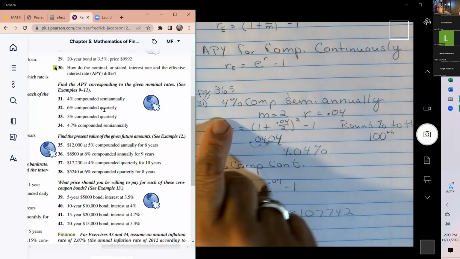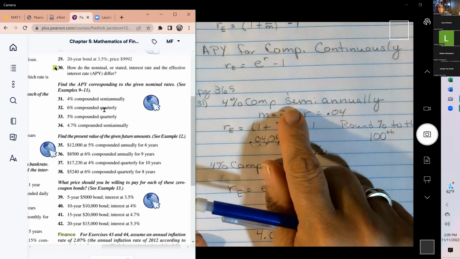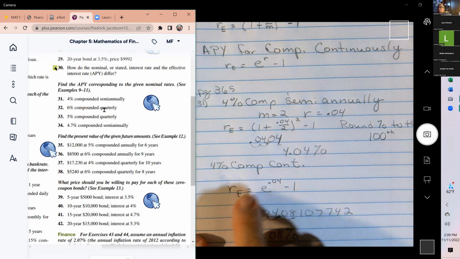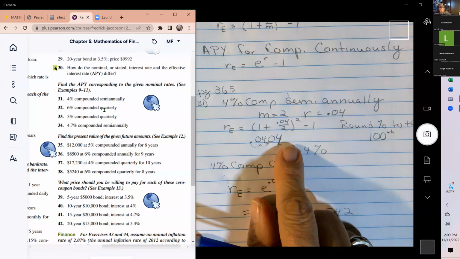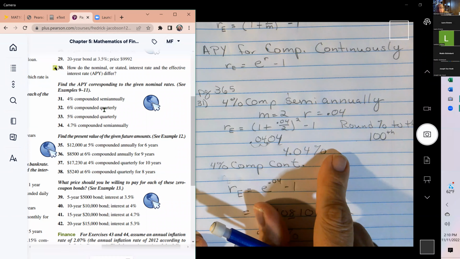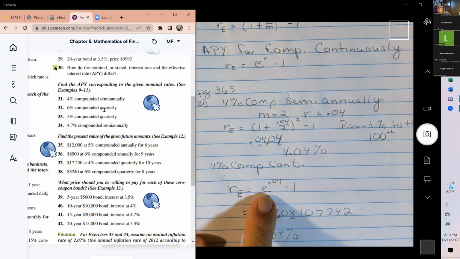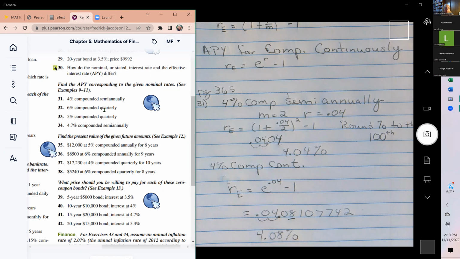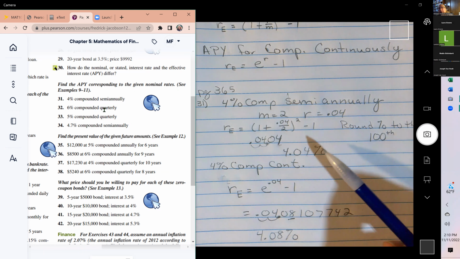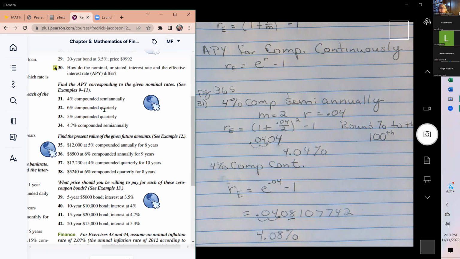So if you have a 4% interest rate compounded semi-annually, you're making approximately 4.04% per year. If it's compounded continuously, you're making a little more, 4.08% per year. But by finding the effective rate, you can compare them. Any questions on that one?